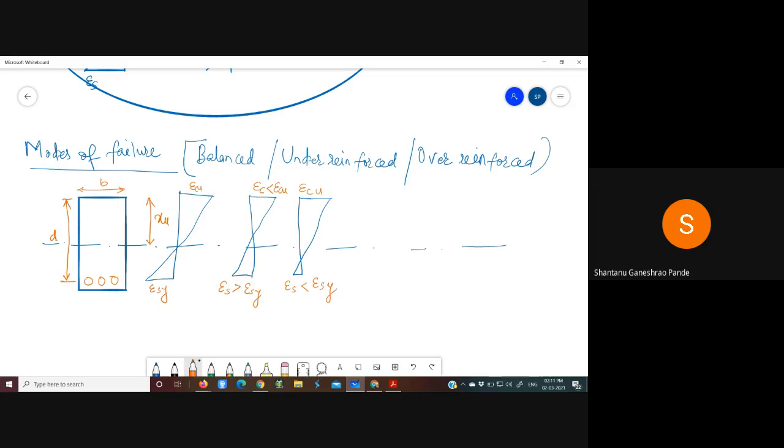Okay, so we have three strain diagrams now. This is the first one, second and third one. Can you tell me which are these three different modes of failure? Tell me the first mode of failure, second mode of failure and third mode of failure.